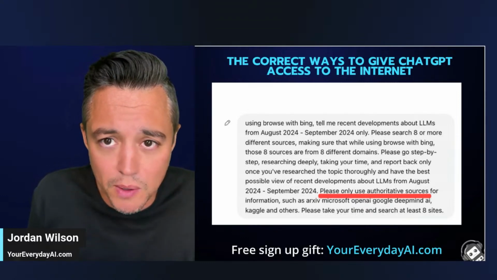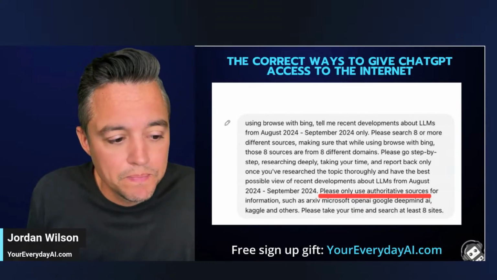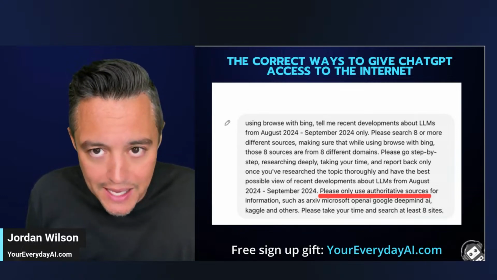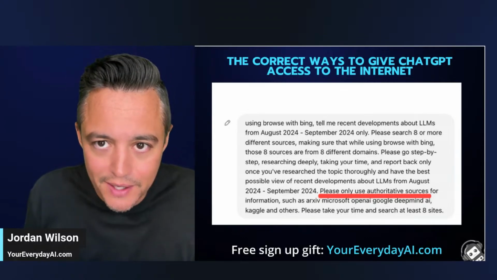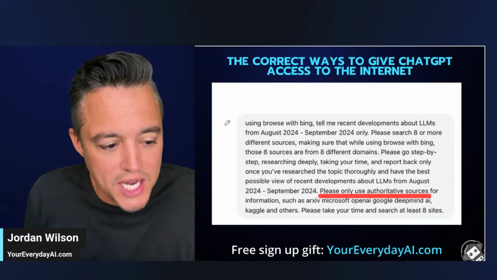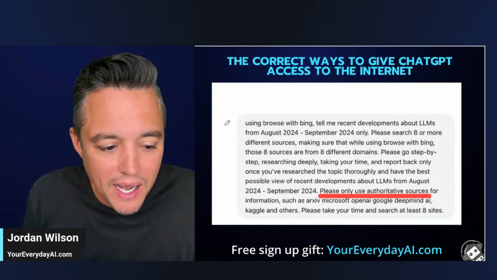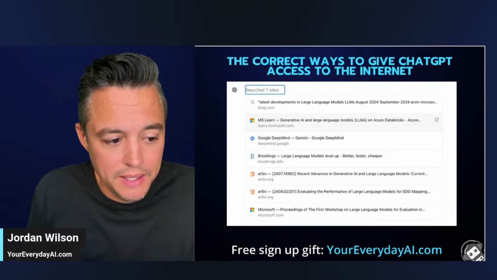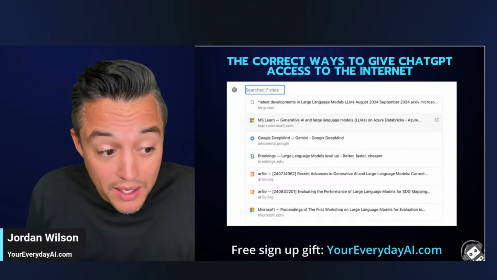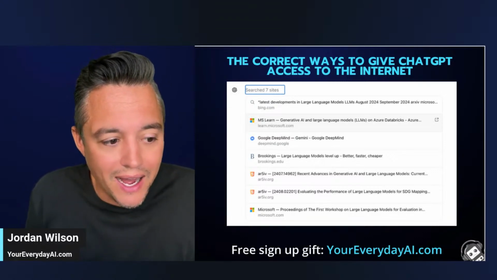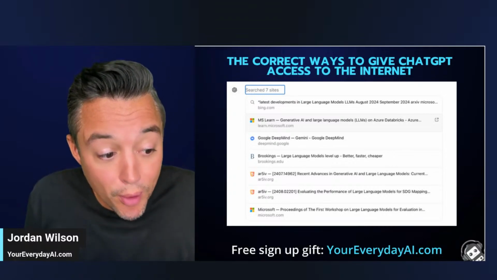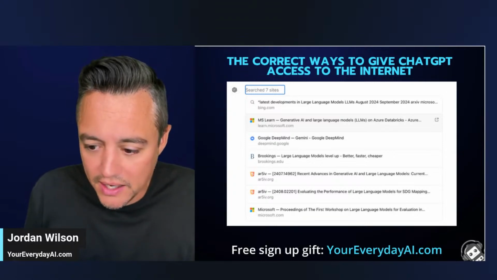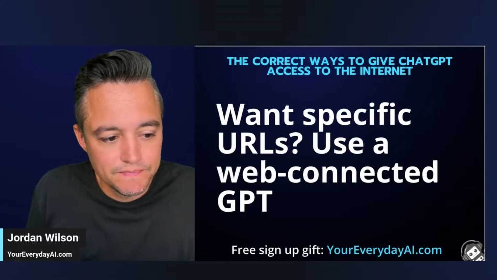I'm not going to read this whole thing, but here's what we added to the end of this query. We added, please only use authoritative sources for information, such as, and then we're giving examples of authoritative sources of large language model papers, scientific research, etc. So I'm saying such as arXiv, Microsoft, OpenAI, Google DeepMind AI, Kaggle, and others. And then again, saying, please take your time and search at least 8 sites. Now you'll see it searched 7, but that's okay, because now I'm looking and it's only searching these authoritative sites. It's looking at Microsoft, DeepMind, Brookings, ar5iv. So it's only giving me more authoritative sources now. That's great.